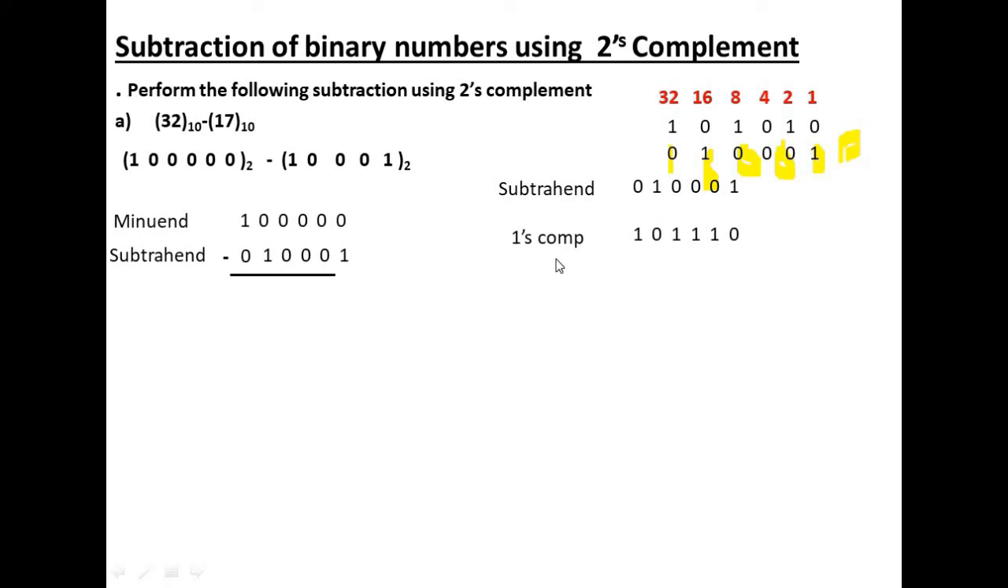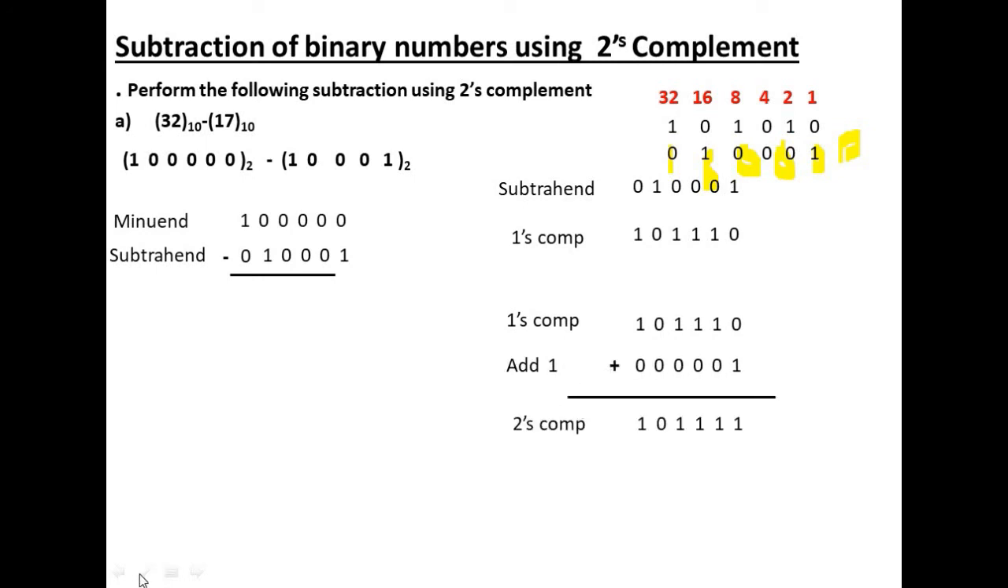We have to find first the 1's complement. Here we have found the 1's complement. Now we have to add 1 to this 1's complement. We have added this 1 to the 1's complement. So we have got the 2's complement of the subtrahend. 0 plus 1 produces 1, 1 plus 0 is 1, 1 plus 0 is 1, 1 plus 0 again 1, 1 plus 0 is 1, 0 plus 0 is 0, and 1 plus 0 is 1.